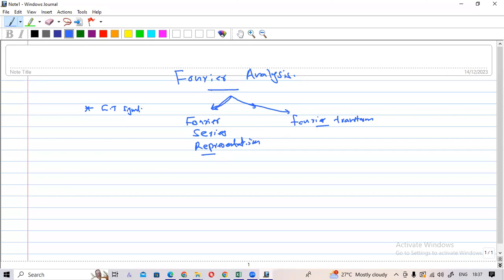So actually, these are signal analyzing techniques, very powerful signal analyzing tools. This Fourier analysis is a very powerful mathematical tool. There are two techniques: Fourier series representation and Fourier transform. What do we use Fourier series representation for?